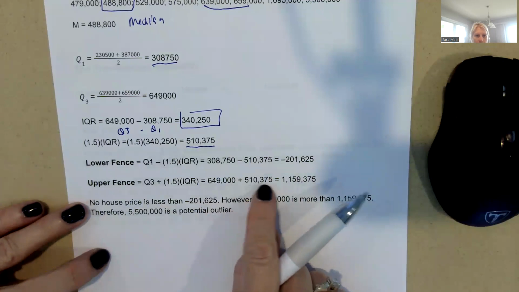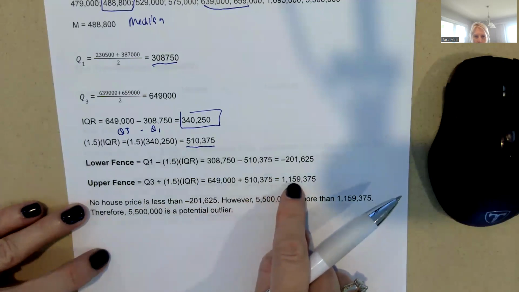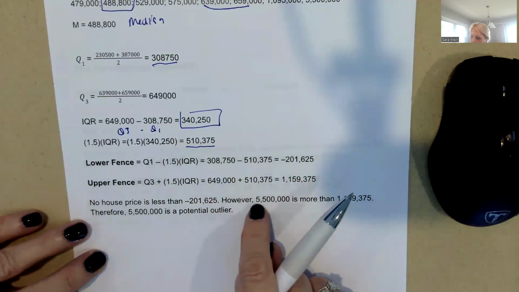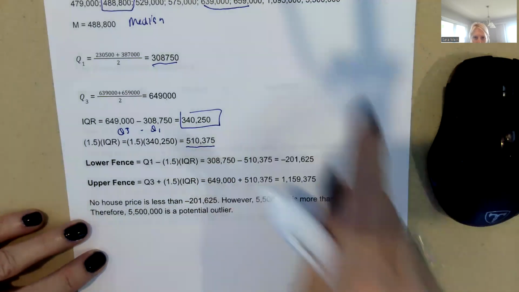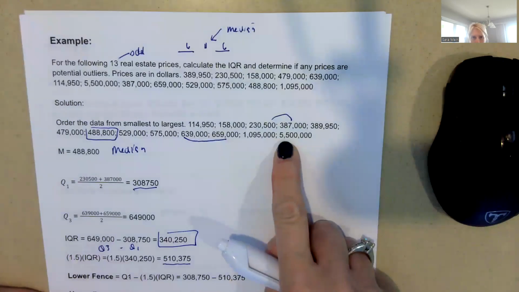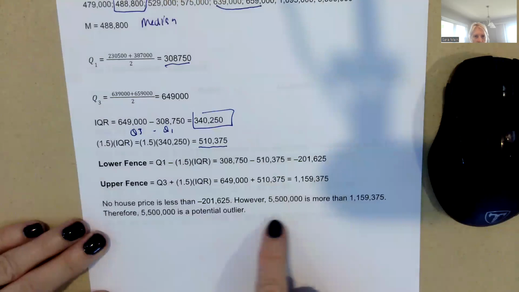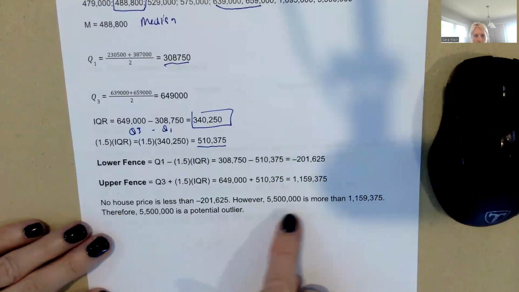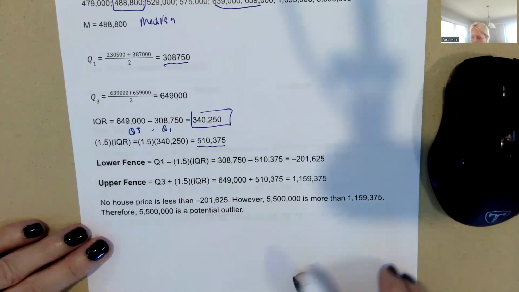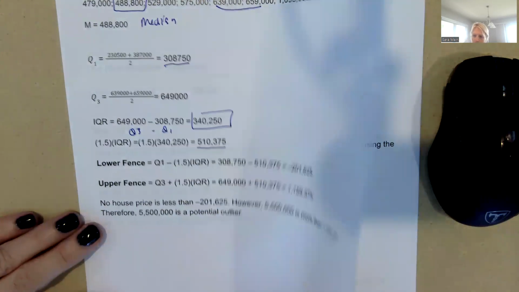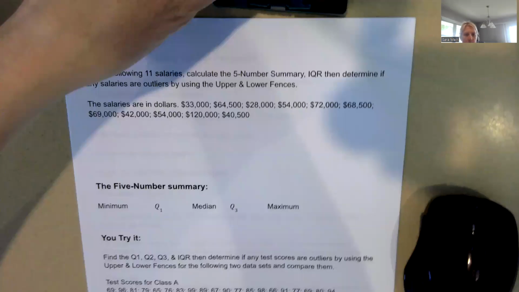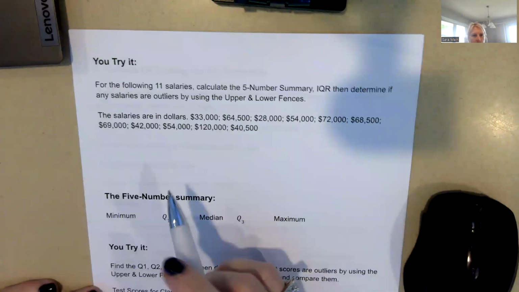Now, our upper fence is $1,159,375. So since we have one house that was $5,500,000 above our upper fence, we do have a potential outlier. So that's something to recognize. So let's go ahead and we're going to start learning how to calculate these in Desmos.